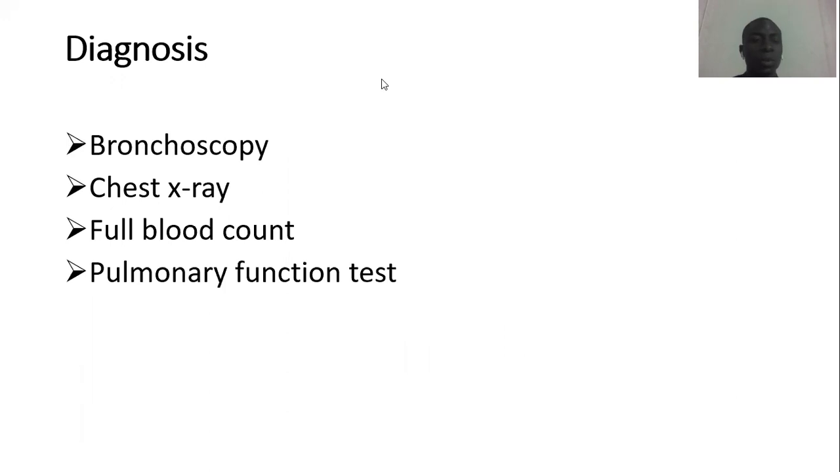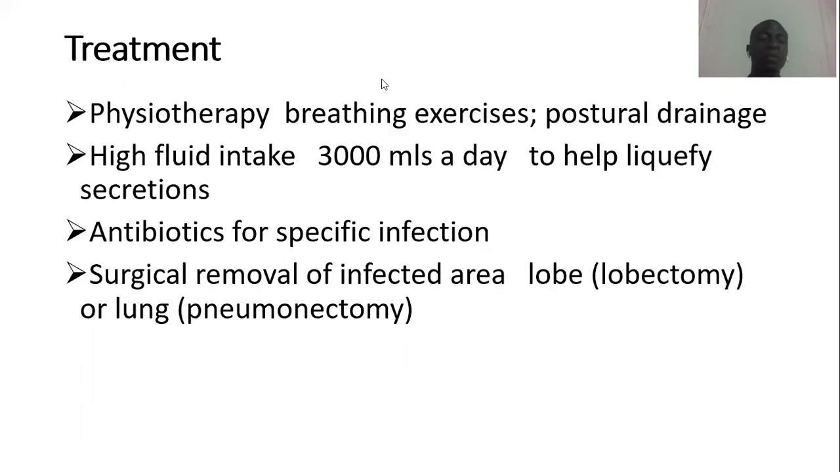Diagnosis: we can do a bronchoscopy, which will reveal the blockage. You can do a chest X-ray, and we're going to see the blockage. If you do a full blood count, you discover there's an increase in the number of white blood cells. If you do a pulmonary function test, you see that the pulmonary function is affected.